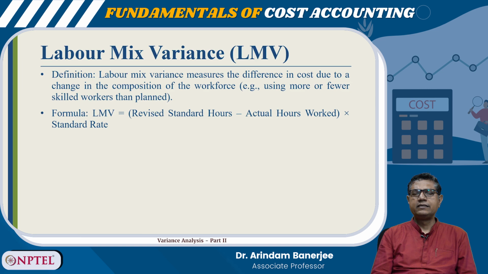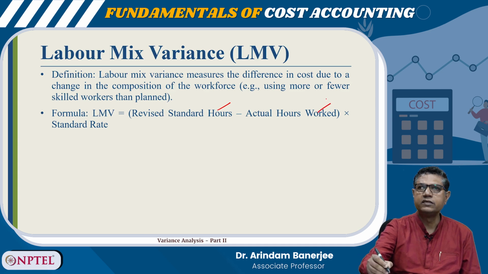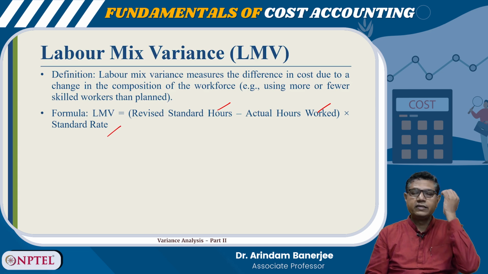The next variance is labor mix variance. Labor mix variance measures the difference in cost due to a change in the composition of the workforce, that is, using more or fewer skilled workers than planned. So what is the formula? Labor mix variance is equal to revised standard hours minus actual hours worked into standard rate.